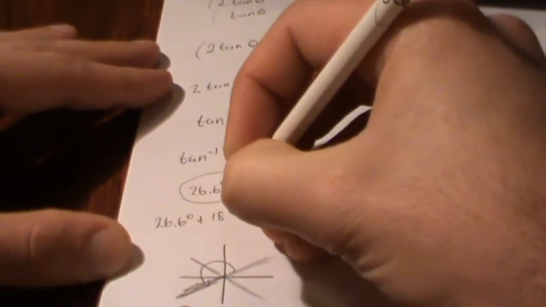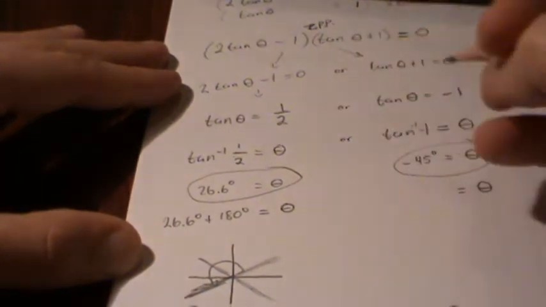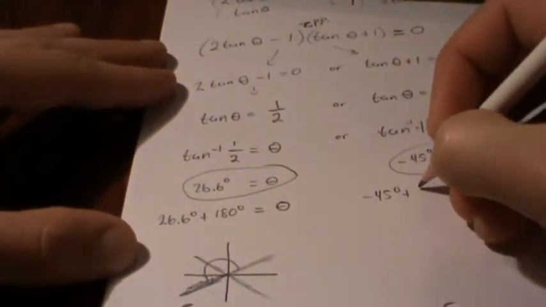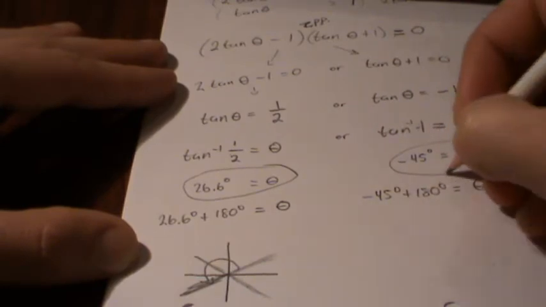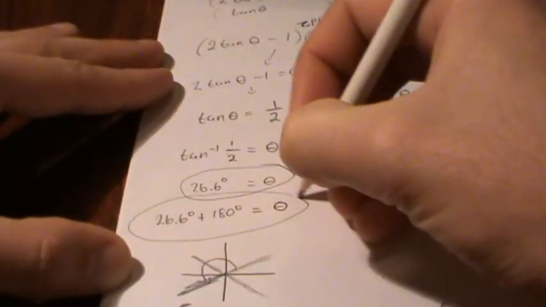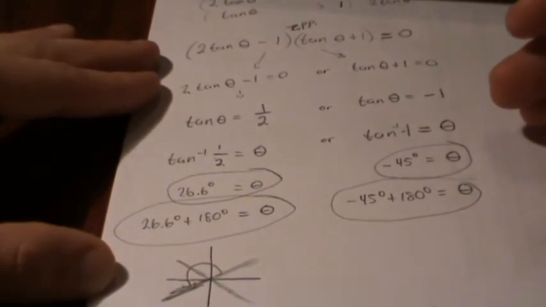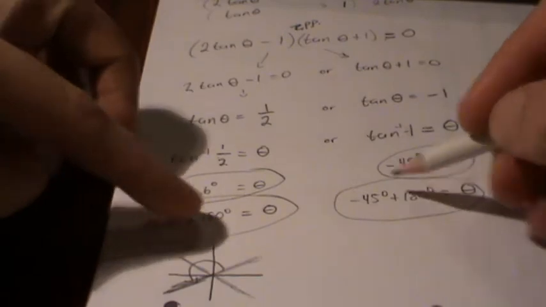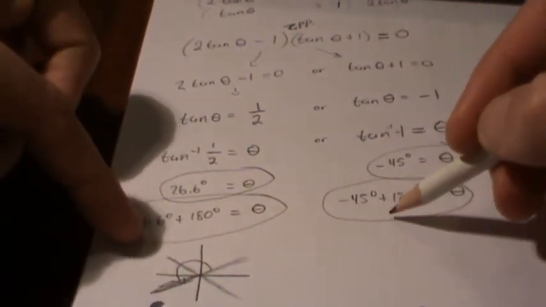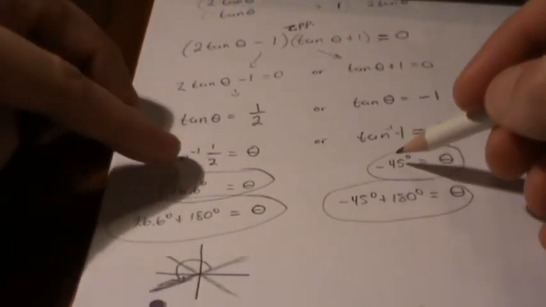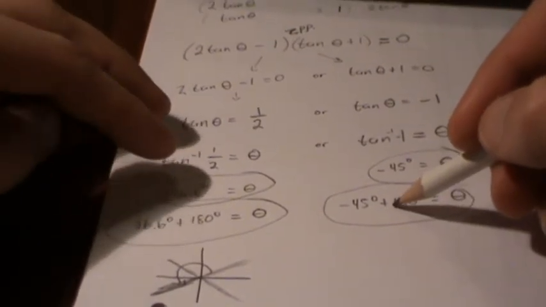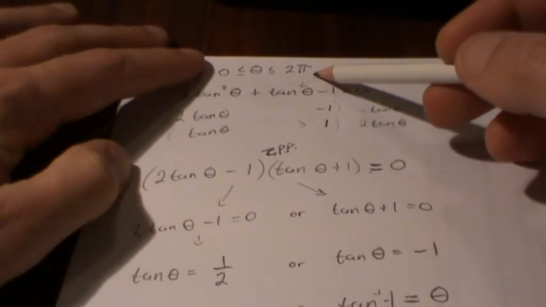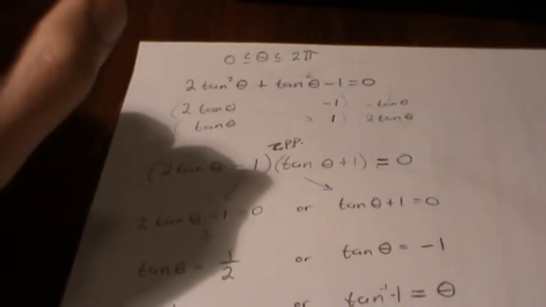26.6 plus 180. And here, -45 plus 180. Okay? And now I would take all 4 of these answers and multiply them by pi over 180 in order to convert them into radians. Okay?